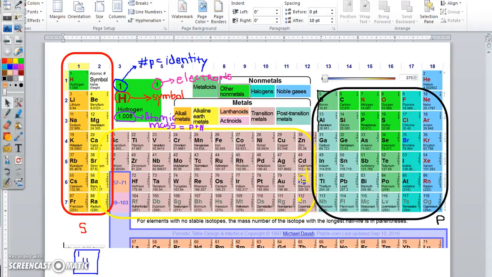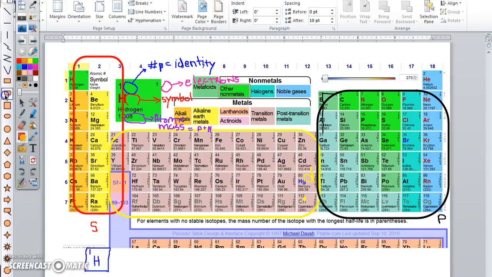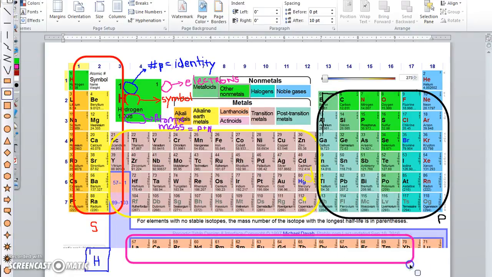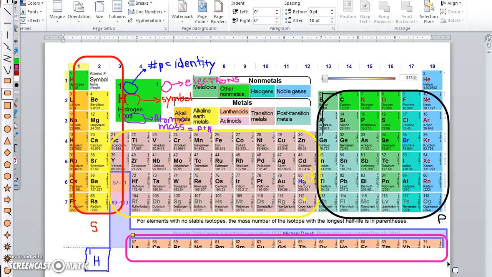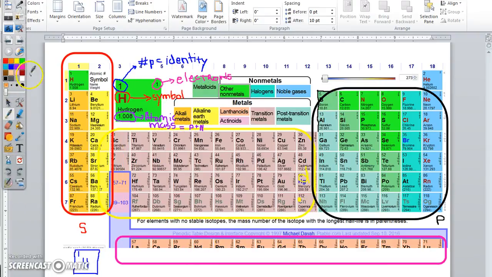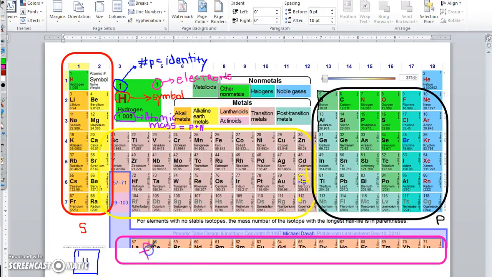Just FYI, and I'll use a bright pink shape, so I'm going to go to shapes. I'm going to choose those, and I'm going to put this bright pink down here, and that is for our lanthanides and actinides. We're going to remember that those are bright pink. This is when we deal with f orbitals. Those are the elements that have f orbitals.